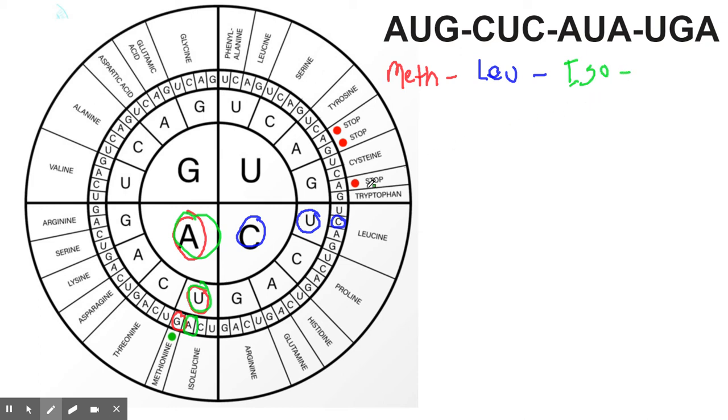And next, the last one, I pick a different color here. I'm going to go with this nice yellow over here. And I'm going to go to U and then the G and then the A. Oh no, look at this. It's a stop codon. That means the translation is a stop. That's okay. So I put over here a stop.